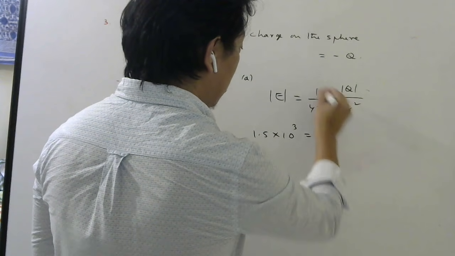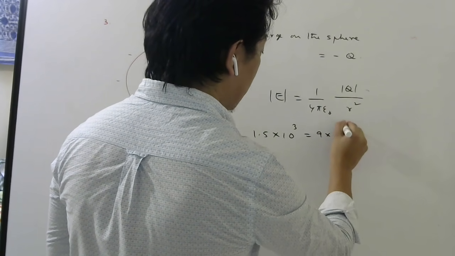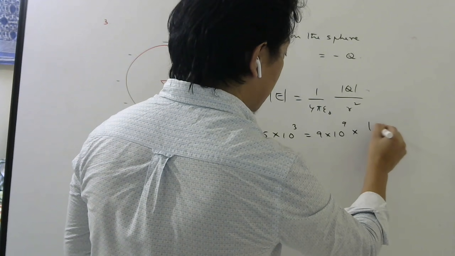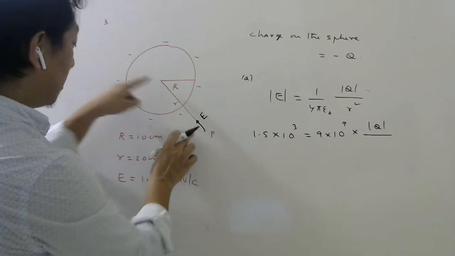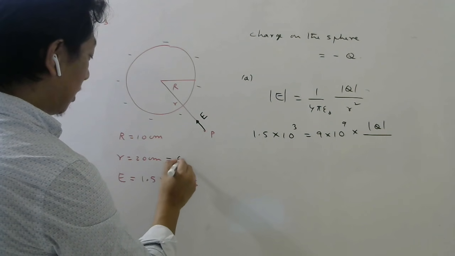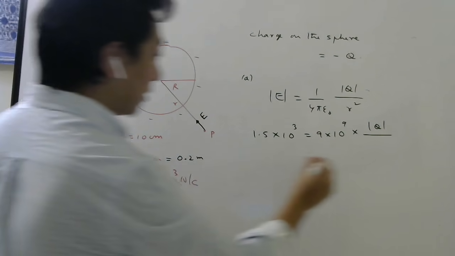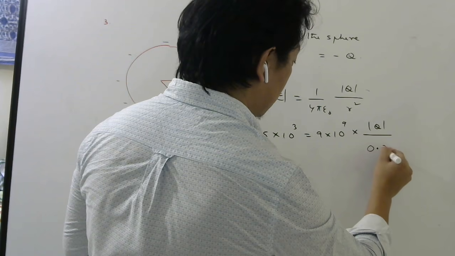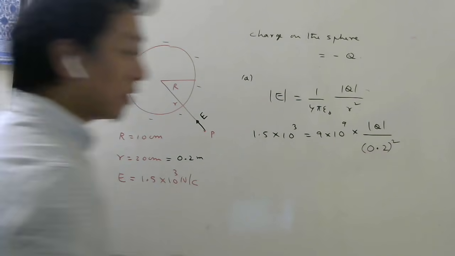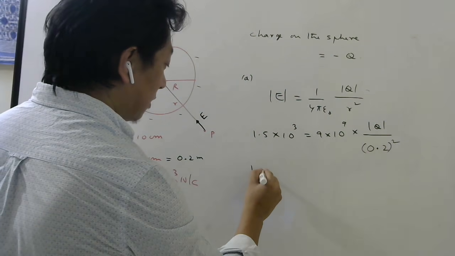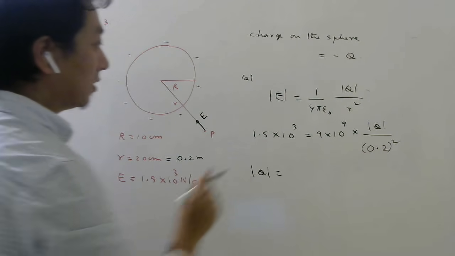This constant value we know, 9 into 10 to the power 9. This magnitude of charge we have to find. Distance from the center was 20 centimeter. In meter it will be 0.2 meter. So 0.2 square. Okay. So then you can cross multiply and find the magnitude of the charge.